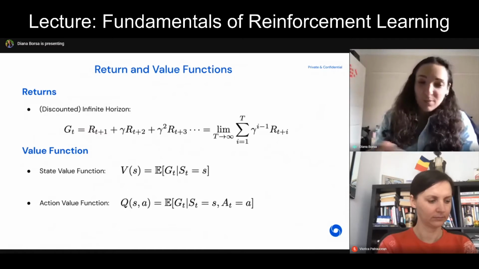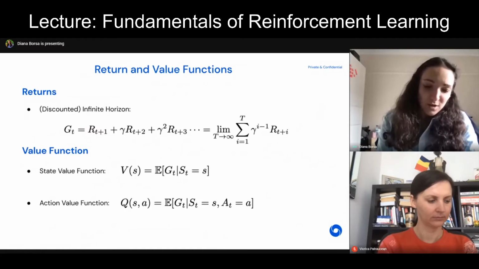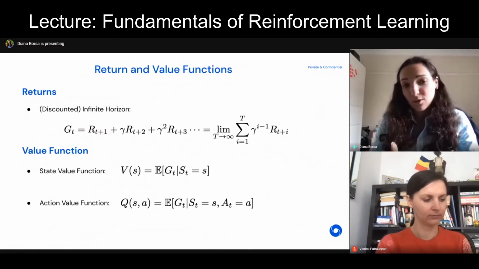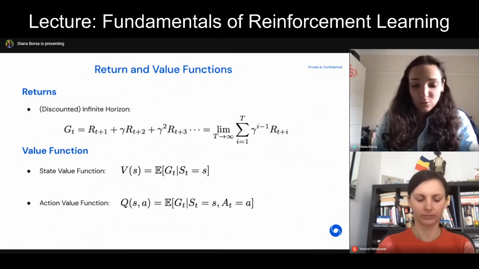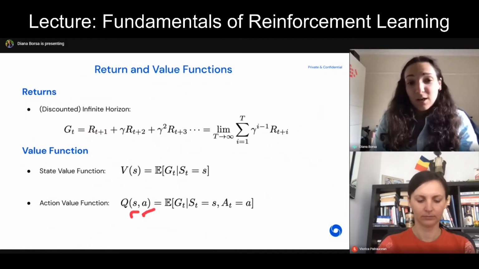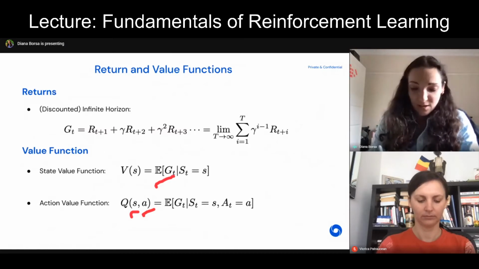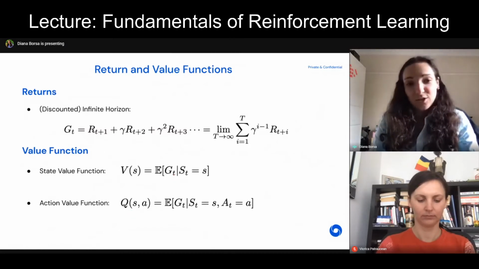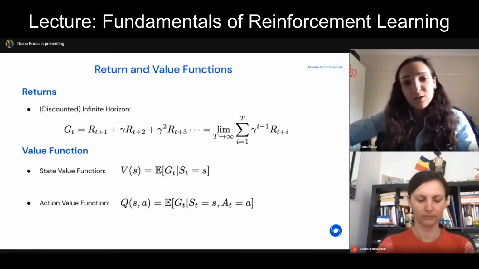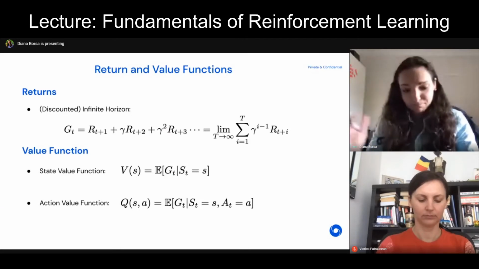And this is basically formalized by value functions. We have two of them. One depends only on the state, and the other one depends on the state and action. And these are exactly this: the expectation of the return given that I started in state S, and the action value function says I started in state S, I took an action A, and what is my expected return over all the trajectories in the future that I will be taking after that. Okay.